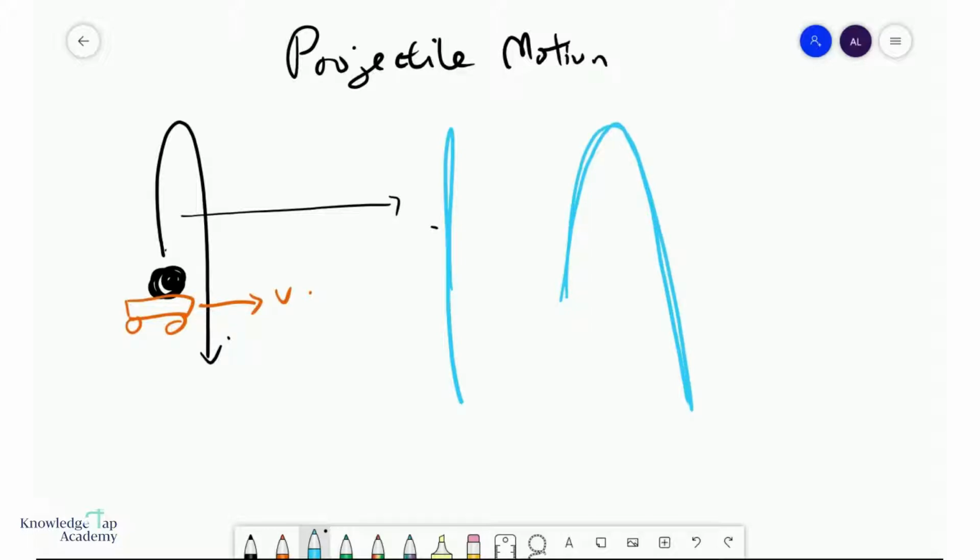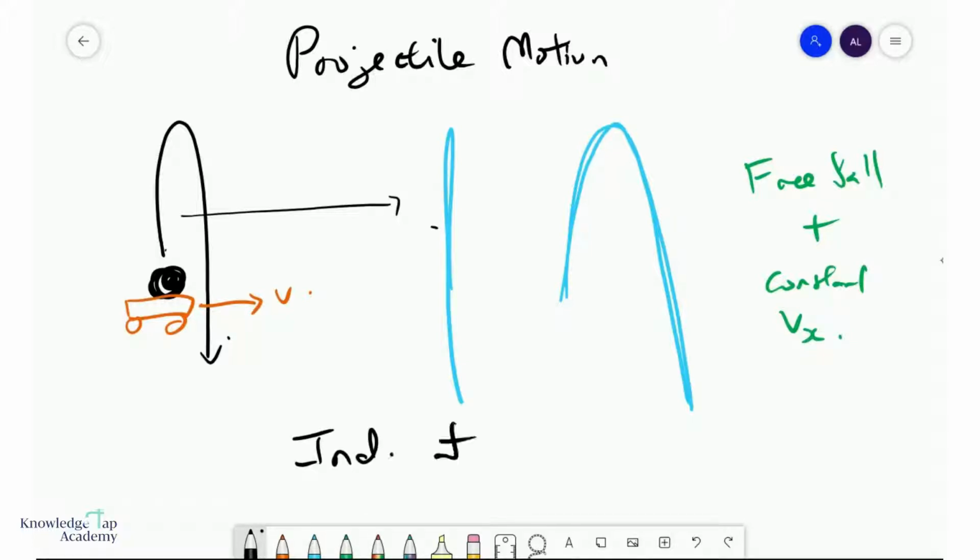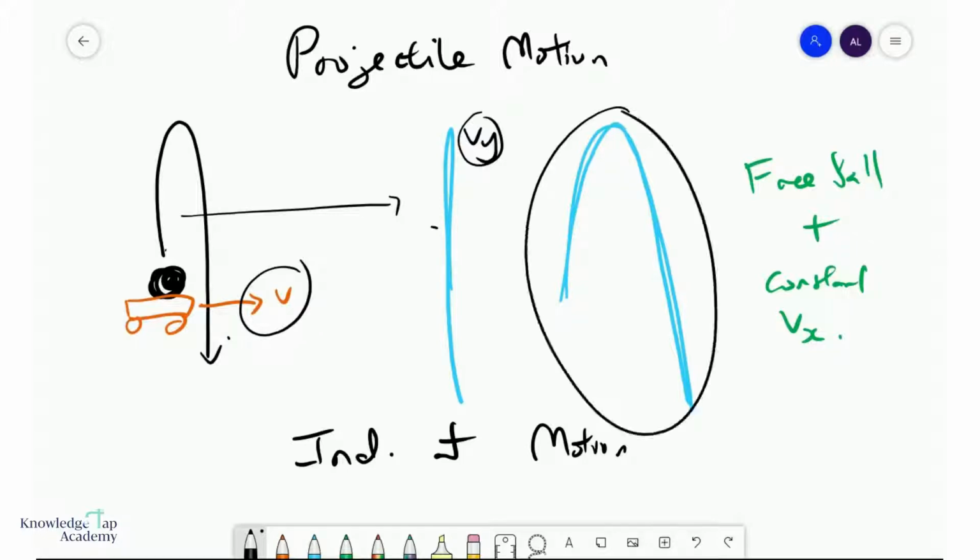And this essentially is what projectile motion is. It is free fall plus some constant horizontal velocity. Let's call that Vx. And I think the key term that we're going to introduce here is called the independence of motion, meaning that the free fall motion, or we will now call this the vertical motion, and the horizontal motion, which is constant, do not affect each other. But they kind of add up to give you something like a projectile.